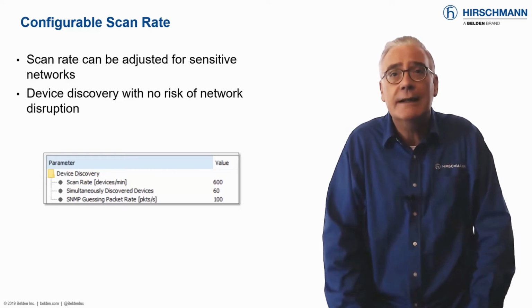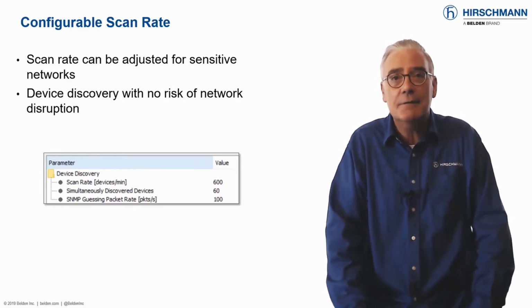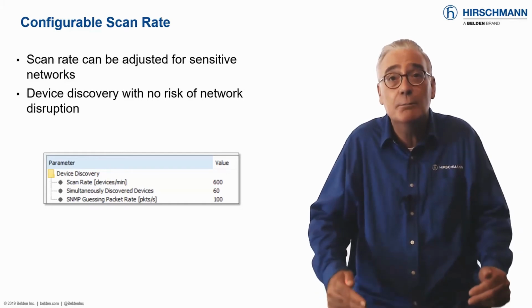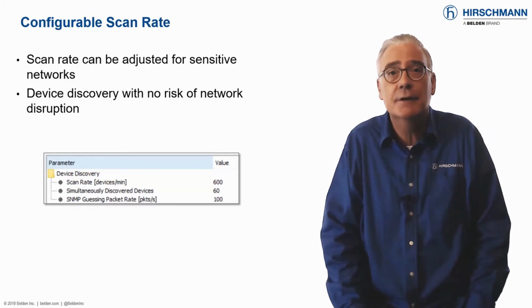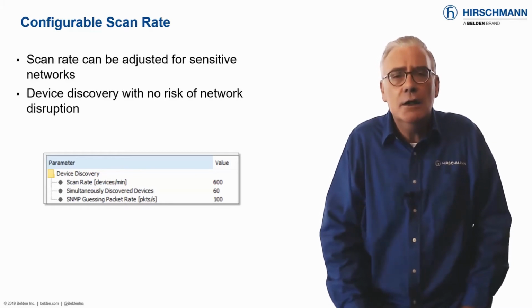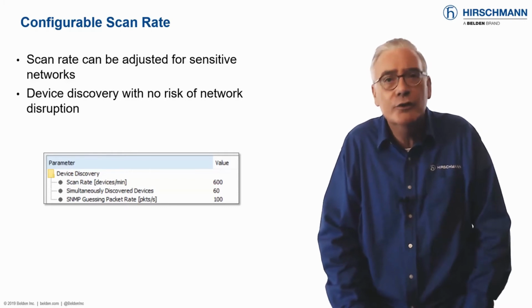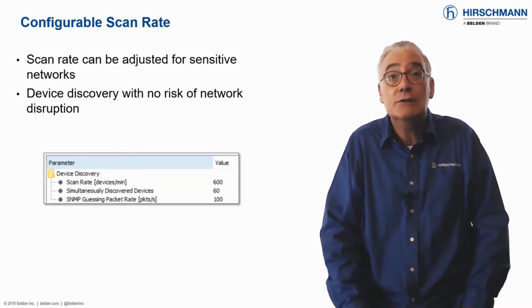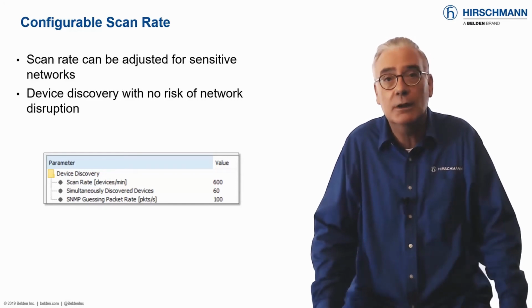Unlike office-grade network management solutions, Industrial HiVision allows discovery traffic to be throttled back to a level which can be accommodated by sensitive industrial devices. So you can be certain that a device discovery scan will not have a negative effect on the applications running on your industrial network.